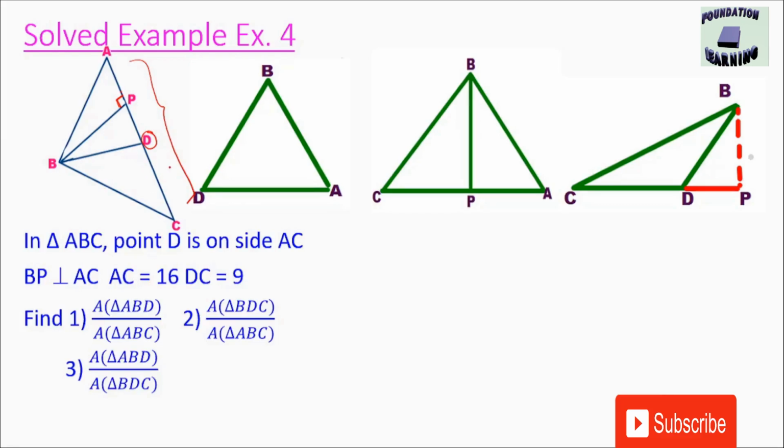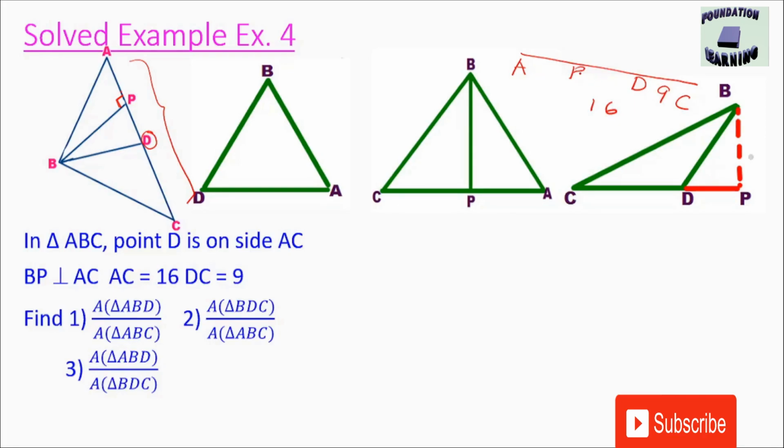AC is 16. That means we will take AC, the entire thing, as 16. DC is 9. Now you have 2 points in between. We have P here and D here, of which a part of it we know, DC is 9.